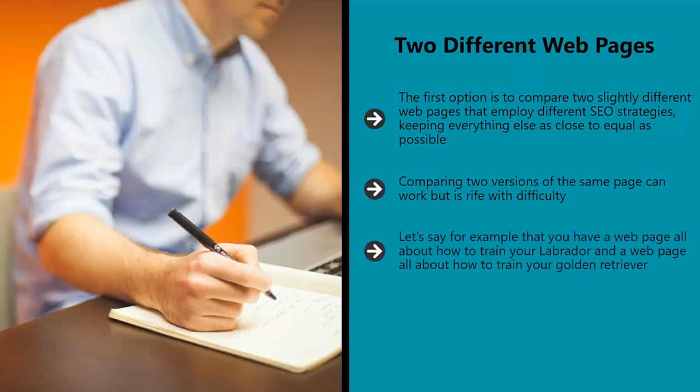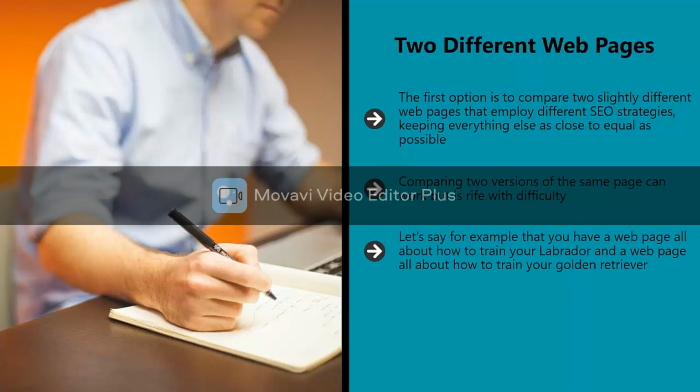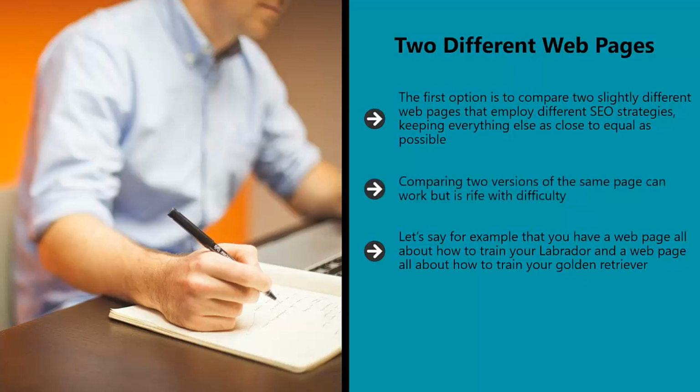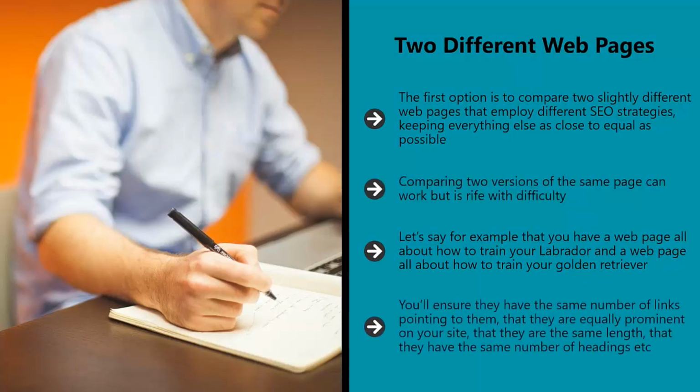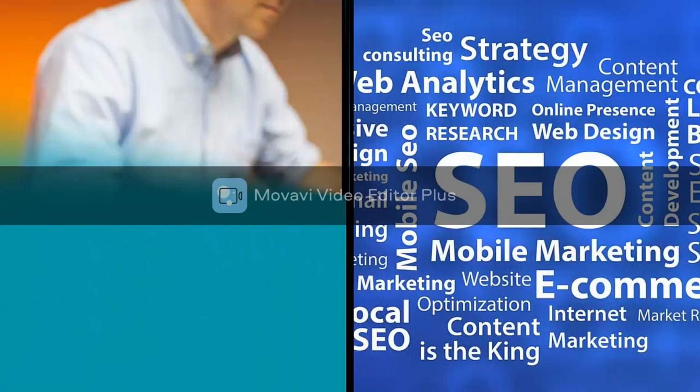Let's say, for example, that you have a web page all about how to train your Labrador and a web page all about how to train your Golden Retriever. These pages are almost identical in subject matter, and you're going to go out of your way to ensure they are extremely similar in all other ways that count, too. You'll ensure they have the same number of links pointing to them, that they are equally prominent on your site, that they are the same length, that they have the same number of headings, etc.